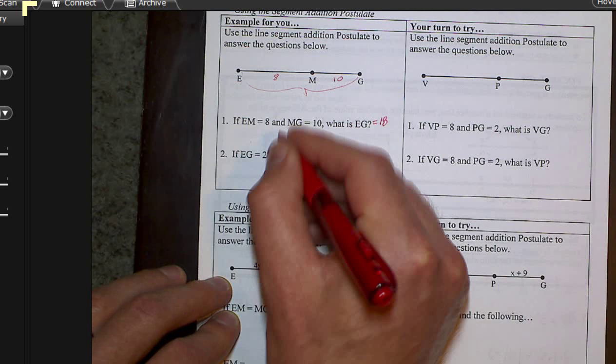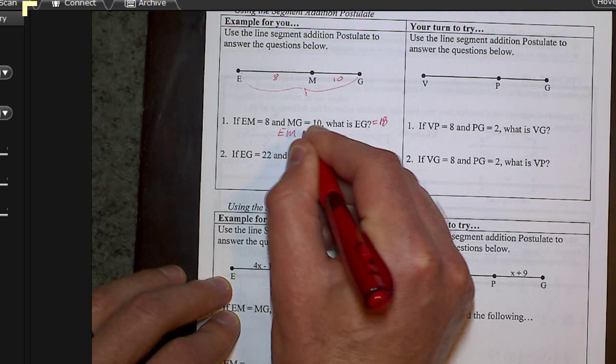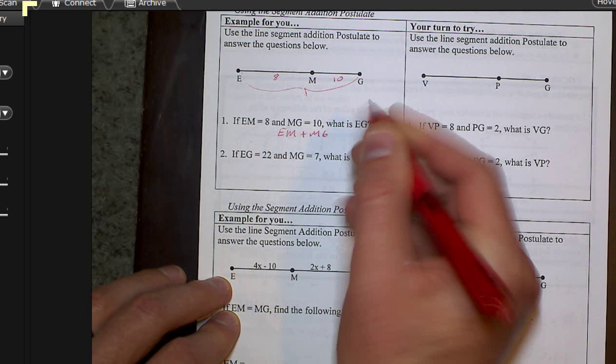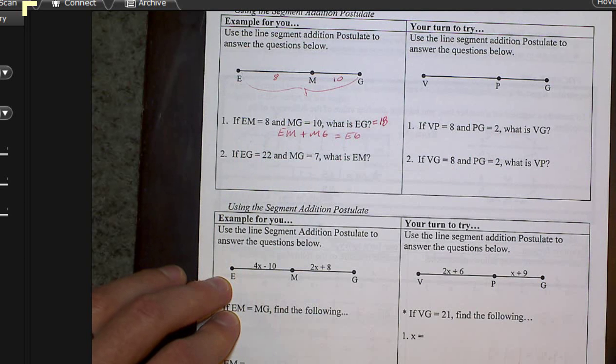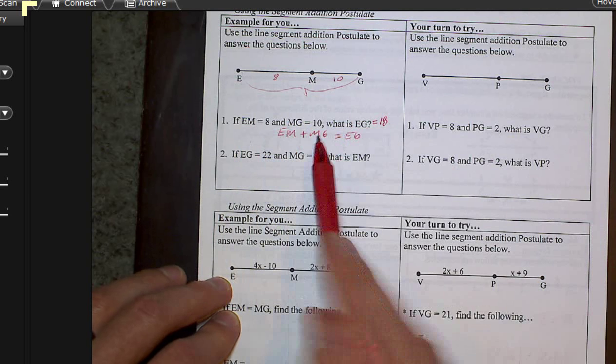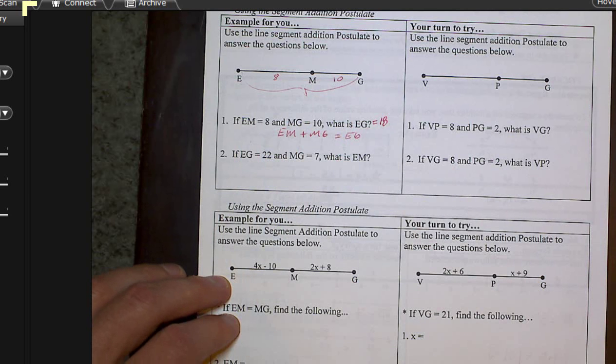Some students may want to write this out, and what I mean by that is this. They know that EM plus MG equals EG, and then they just use substitution. They substitute in the 8 and the 10 for the values, plug them in, and go.